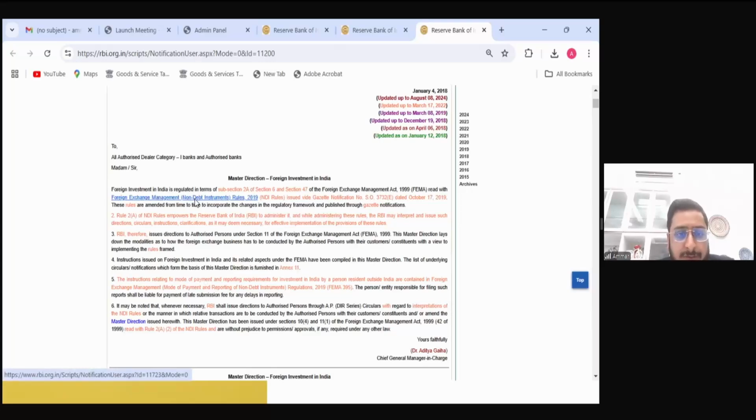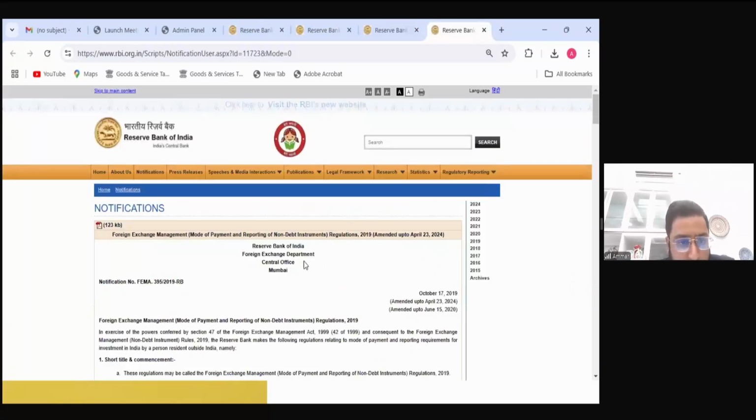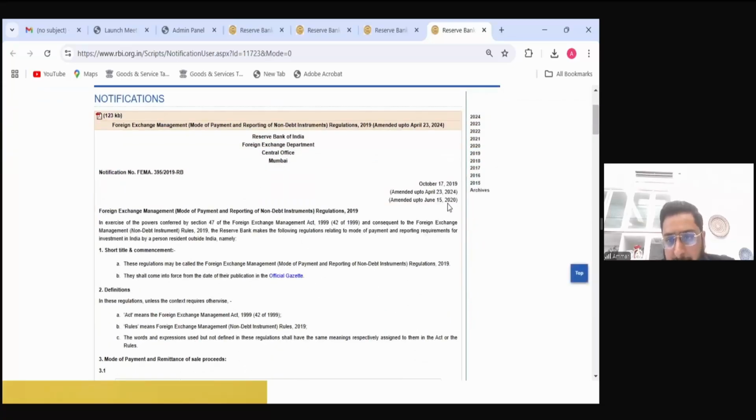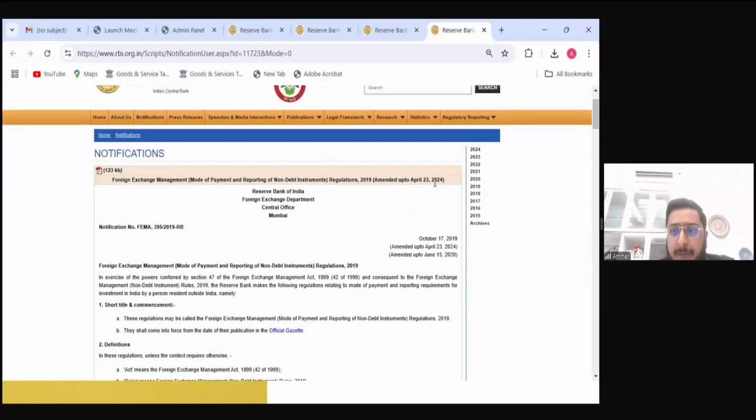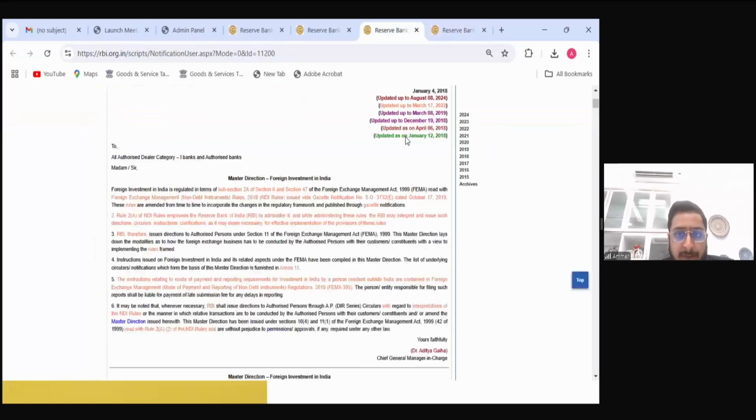So if you see, these are the rules. If you just right click over here, I can just enter the rules, and that is the latest rules. It is updated up to 2024, amended up to 23 April 2024. So these are the latest rules regarding the FDI.